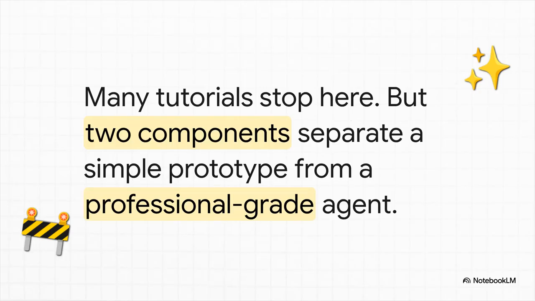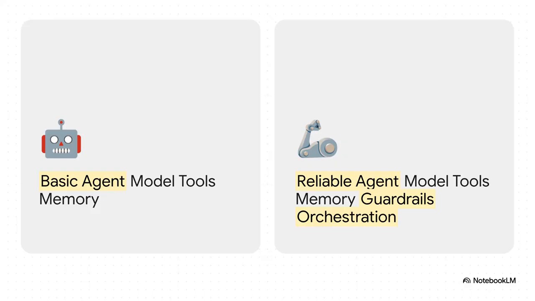So many tutorials online, they stop right here. They show you how to get that first result, and then they're done. But honestly, that's where the real work begins. There are 2 more components that make all the difference, that separate a fun little demo from a powerful agent you can actually depend on. So think about it like this. A basic agent has the model, the tools, and the memory. Yeah, they can function. But a reliable agent adds 2 absolutely critical layers on top: guardrails and orchestration. These are the 2 things people almost always skip. And frankly, it's why so many of these DIY agents just don't work well in the real world.